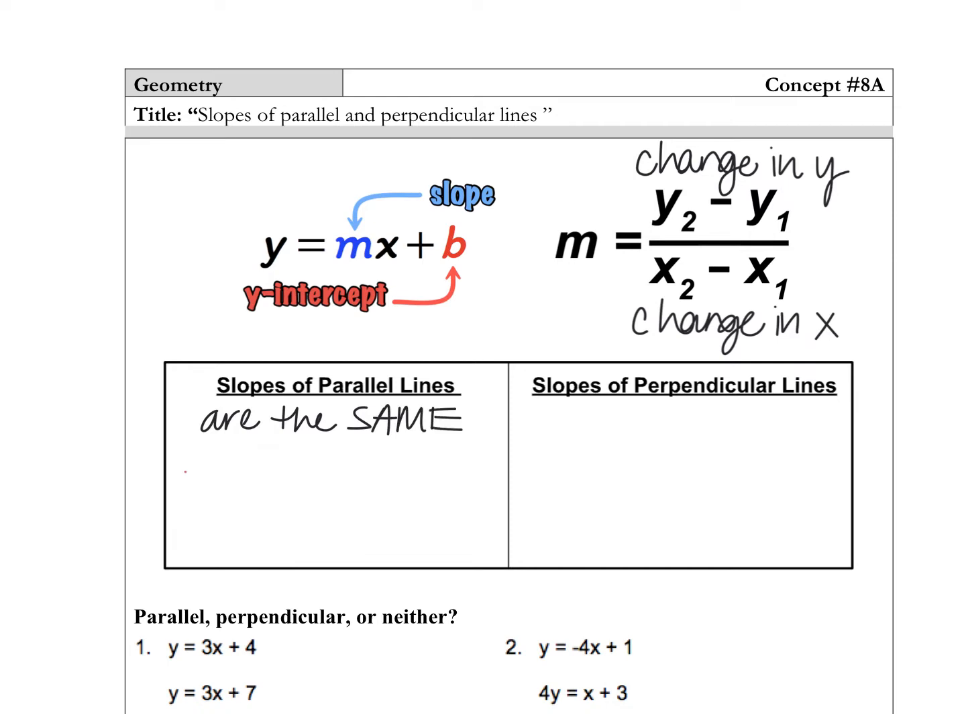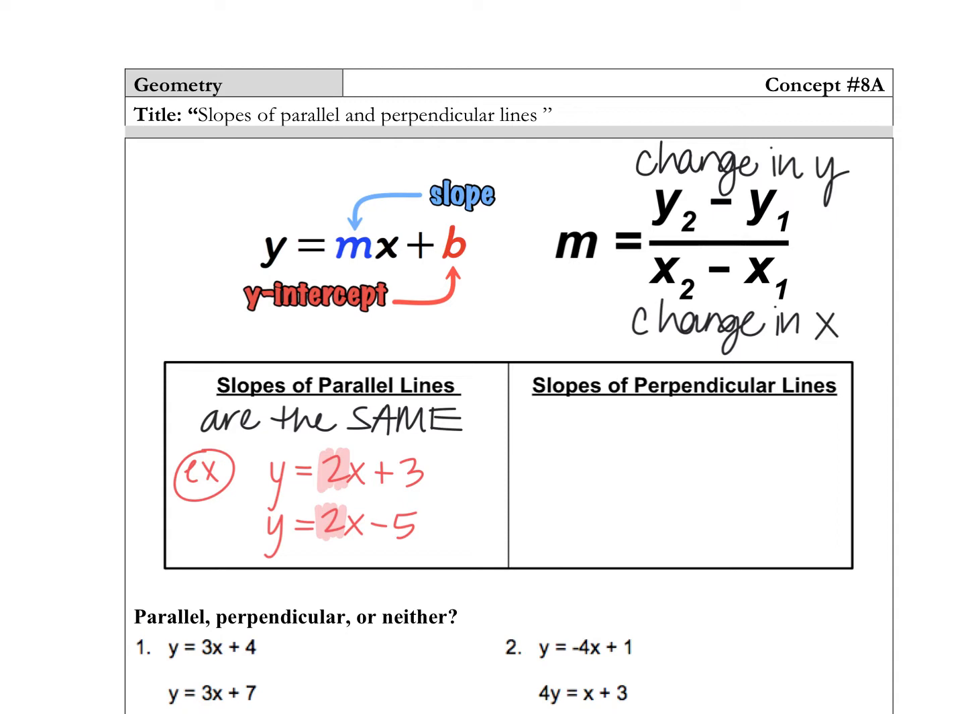So I'll write an example, maybe something you would have seen yesterday. y equals, for example, 2x plus 3. And that would be parallel to something that's y equals 2x minus 5, where their slopes are the same. Their y-intercepts are different.